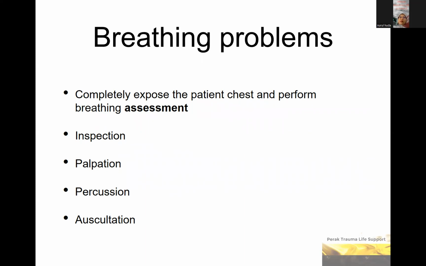Then you have to palpate for chest wall tenderness, palpate for subcutaneous emphysema, and percuss to look for any dullness that might indicate hemothorax, or hyperresonance in pneumothorax. Auscultate and listen to the equality of the breath sounds, and auscultate for any presence of muffled heart sounds. If there is a reduced breath sound, it can tell you that this patient might have a hemothorax or pneumothorax.